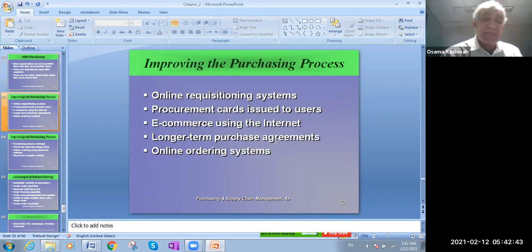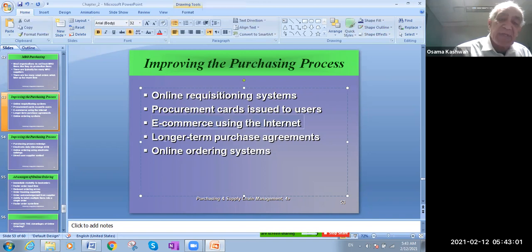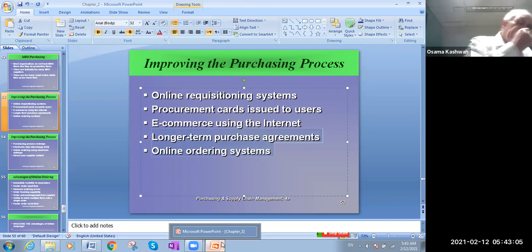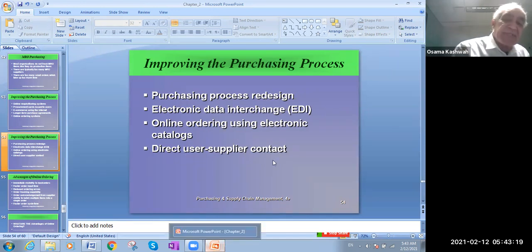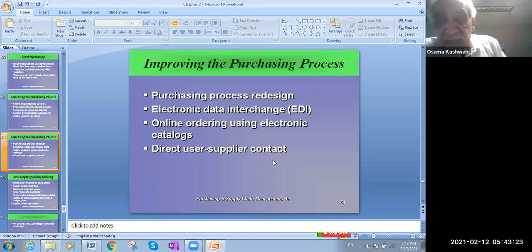Improving the purchasing process is very important because we said always you try to make yourself of a higher quality so that you will be able to compete. You can use online requesting systems, electronic commerce using the internet, longer term purchase agreements, keep a relationship with your own suppliers for a long time, online ordering systems, enhance and activate those systems always. Purchasing process redesign, always redesign the purchase process. You might find something extra or wasting time, so remove it. Electronic data interchange, online ordering using electronic catalogs.